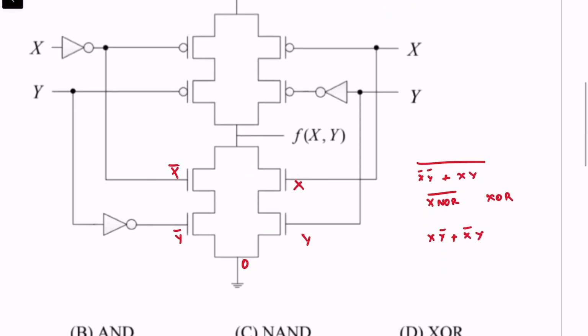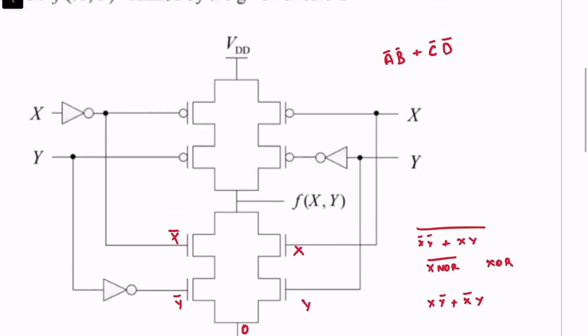This is enough sort of to get the correct answer, but let us also do the PMOSes for completeness' sake. So what are we getting here? X bar. What are we getting here? Y bar. Y, not Y bar, because Y is directly coming. And what are we getting here? Y bar and X, right?